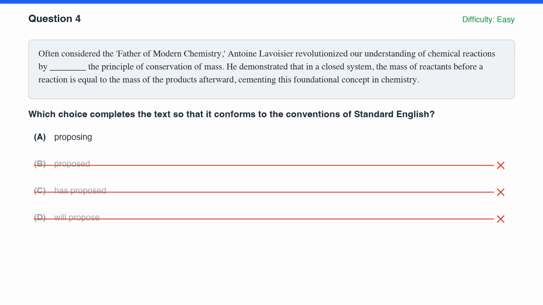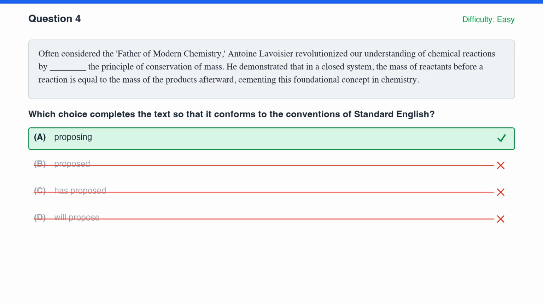Choice C, has proposed, is a present perfect finite verb that also cannot serve as the object of by, and it clashes with the established past tense narration. Choice D, will propose, places the action in the future, which contradicts the historical context of Lavoisier's completed work, and likewise cannot follow by. Choice A, proposing, is correct.